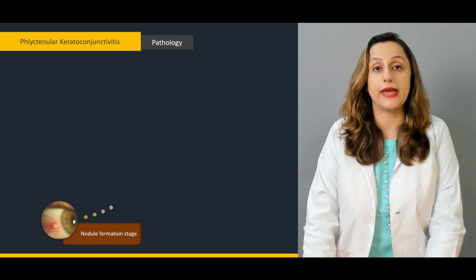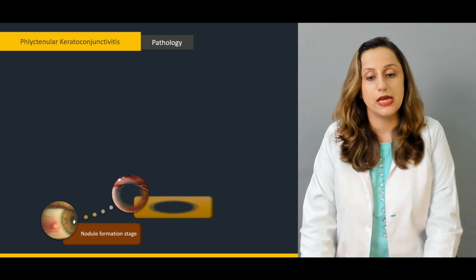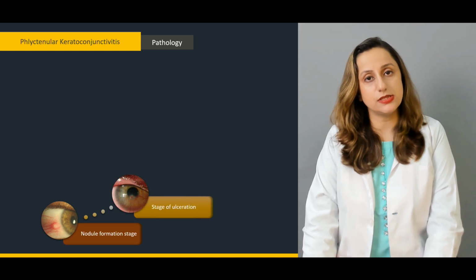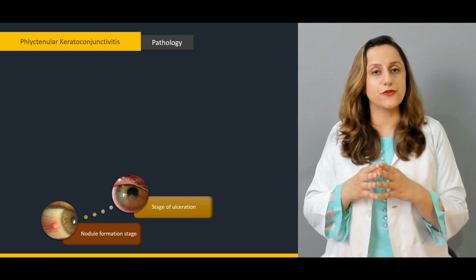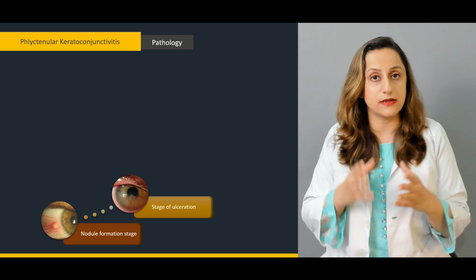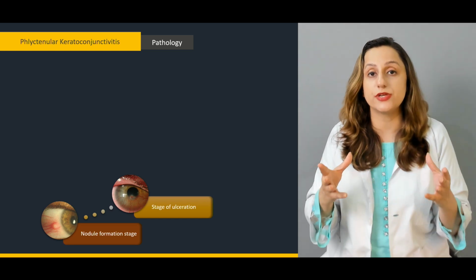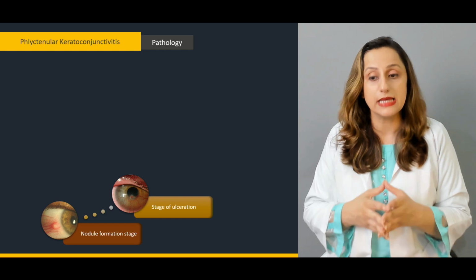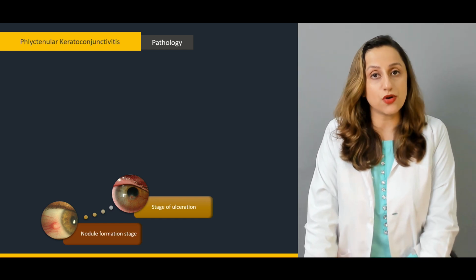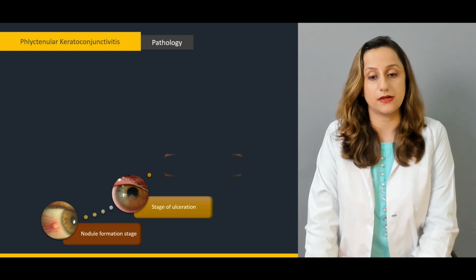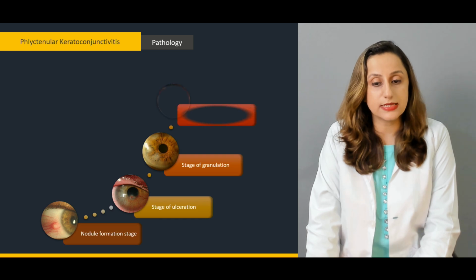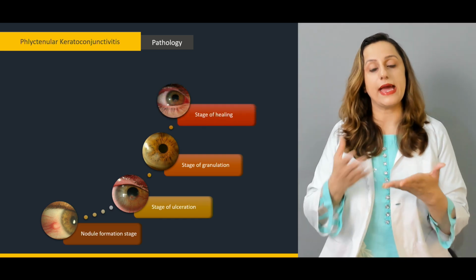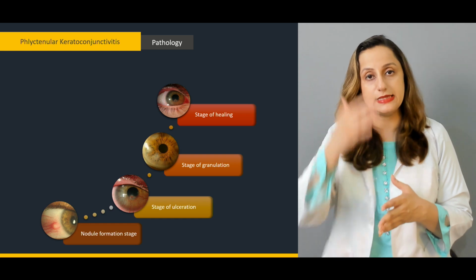The pathology regarding this kind of conjunctivitis: first of all, we have a nodule formation stage, which goes on to the stage of ulceration. There is a range of ulcerations that can occur in such a patient, ranging from the fascicular ulcerations to the miliary ulcerations. They're large in number, small in size. So these are the different sorts of ulcerations that can occur. The stage of granulation follows the stage of ulceration, and then we have the stage of healing in these patients.